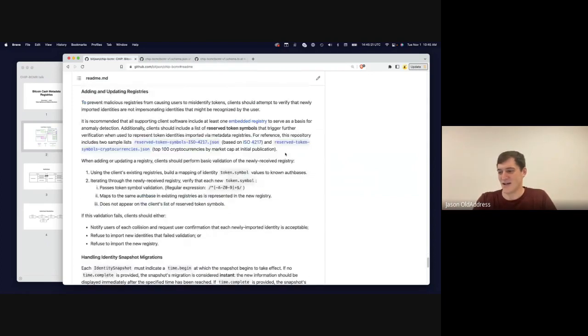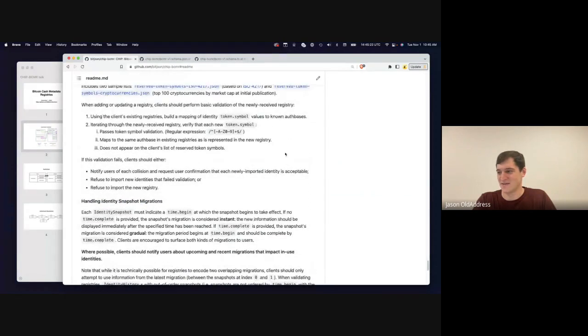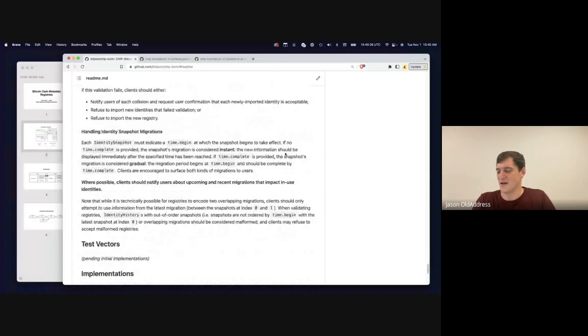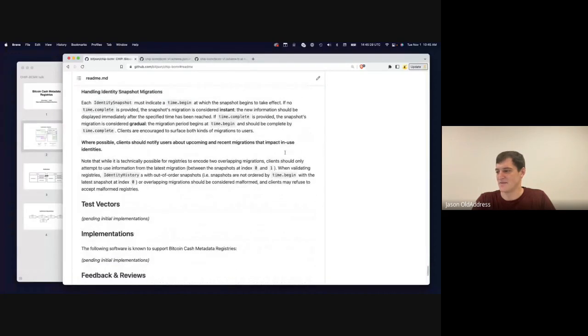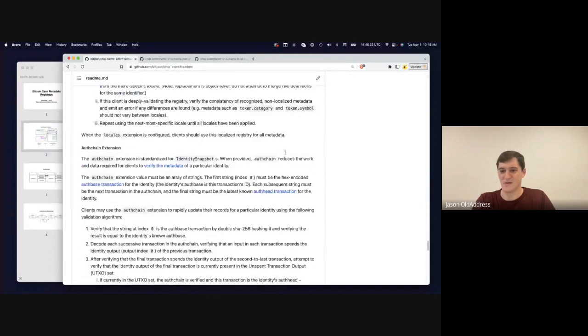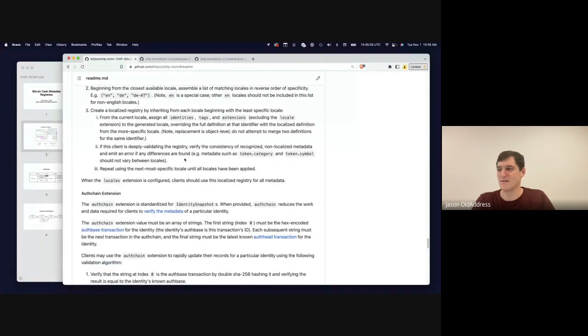But I think that covers all of the big stuff. There's a few other notes for how to handle migrations safely and some other things, but that covers this chip. So any questions? Yeah, Emergent.